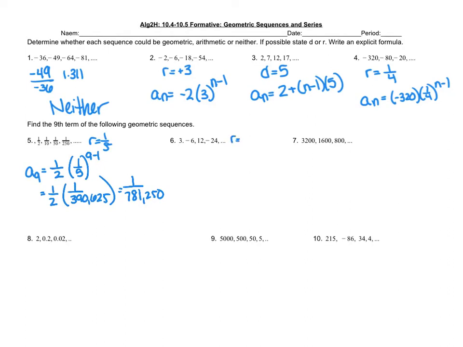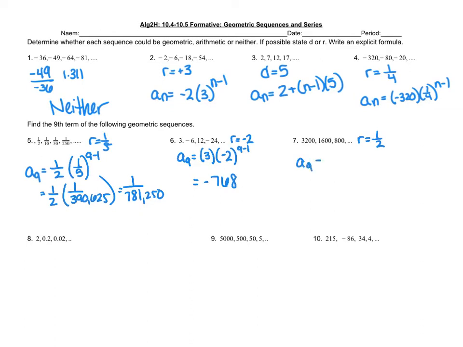My R is negative 2. So a_9 equals a1, which is 3, times my R, which is negative 2, to the 9 minus 1. That becomes negative 768. For the last one, my R is 1/2.